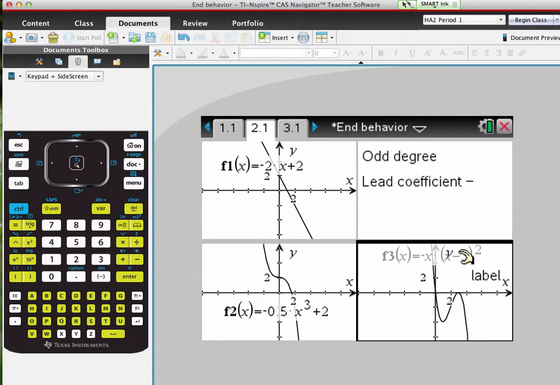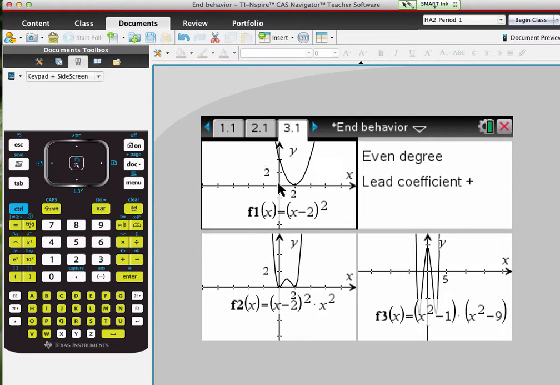This one looks like a negative x times, this would be an x squared, so that's a negative x cubed, would follow that same end behavior, down to the right, up to the left. Don't worry about what's going on here with this little dip and a bump. That's middle behavior.